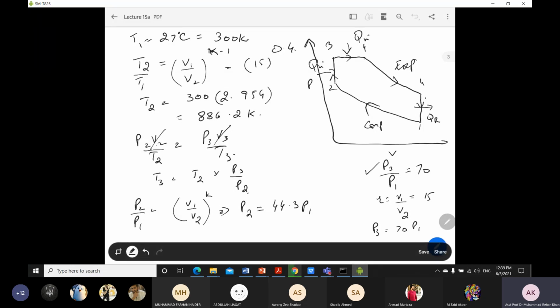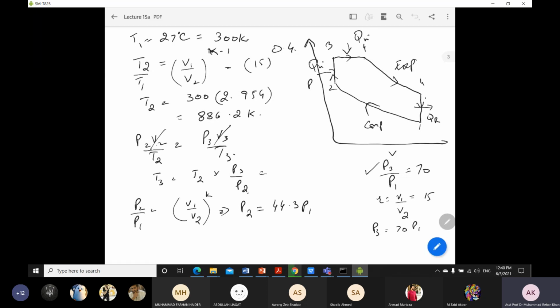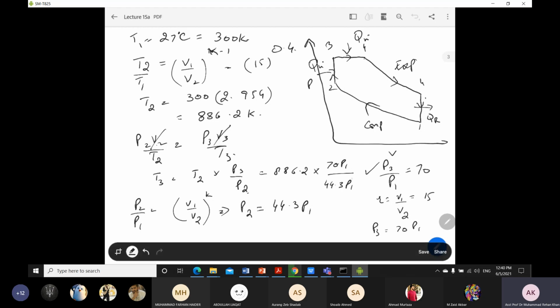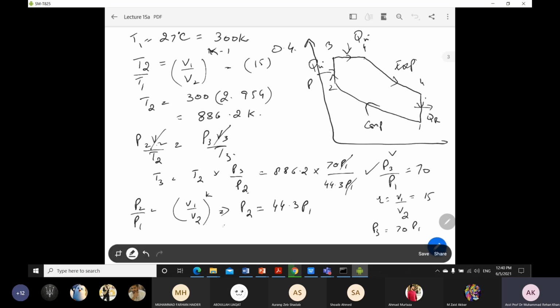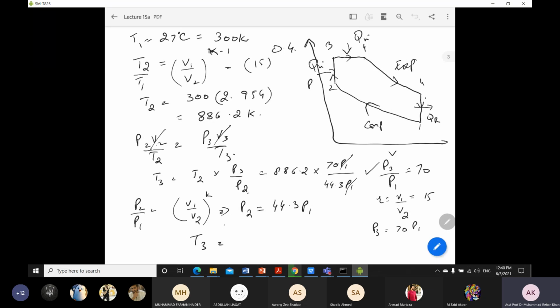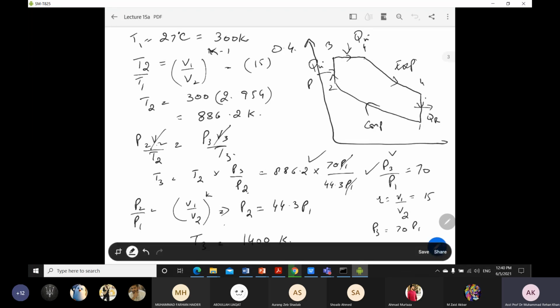So now P2 is in terms of P1 and P3 is also in terms of P1. So we can easily put the value, because 886 is given from the previous step, and P3 value is 70 into P1 and P2 value is 44.3 P1. So from here we can eliminate the P1, and if we solve, we can get the value of T3. T3 value we can find as 1400 Kelvin by just solving this equation.